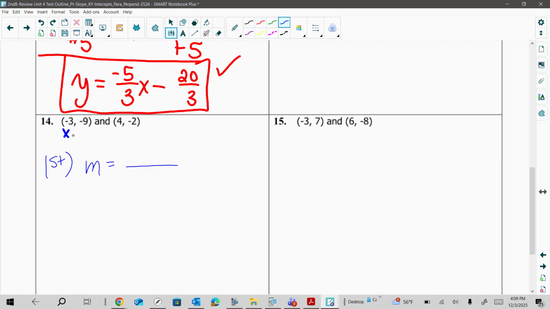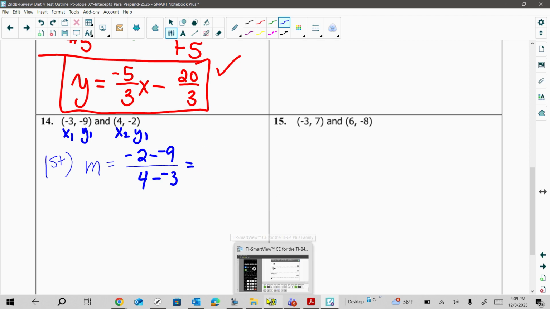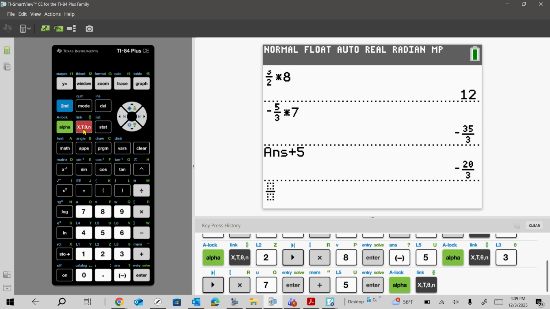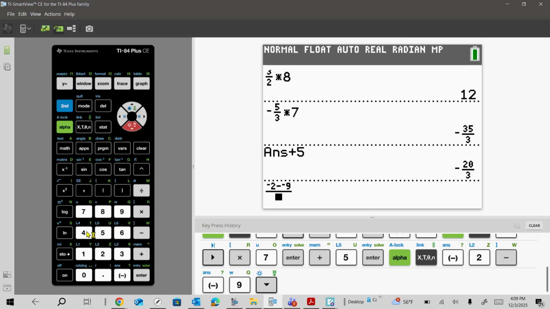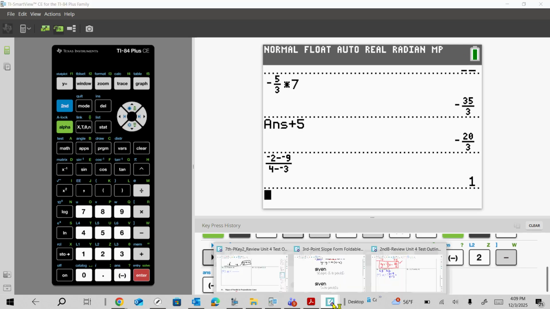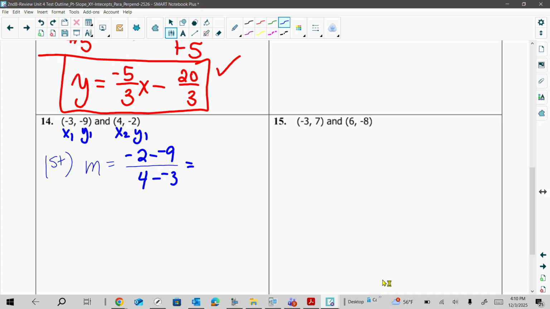Remember, this is my x1, y1, x2, y2, so we're plugging the numbers into the formula: -2 minus -9 over 4 minus -3. We're going to get the simplified answer using our calculator. We're just going to do alpha x and put our -2 minus -9 on top over 4 minus -3, and we're going to get 1 as our slope. So when we plug that in, our m is going to be 1.